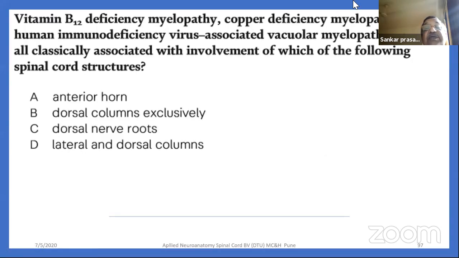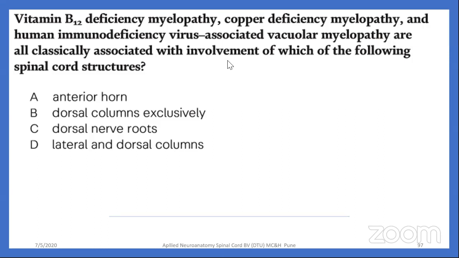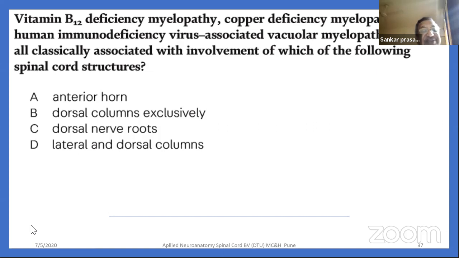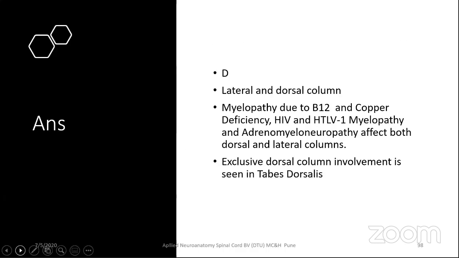So next question: vitamin B12 deficiency myelopathy, copper deficiency myelopathy, human immunodeficiency virus myelopathy are all classified as involvement of which of the following spinal cord structures? Dorsal column. Lateral and dorsal columns. So somebody said dorsal columns exclusively. No, that's wrong. It's lateral and dorsal columns. That's correct.